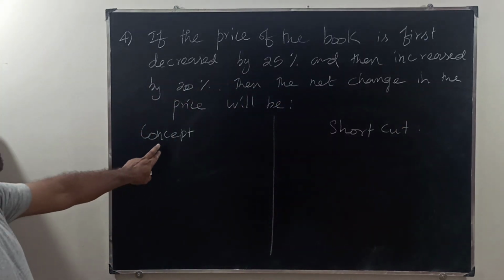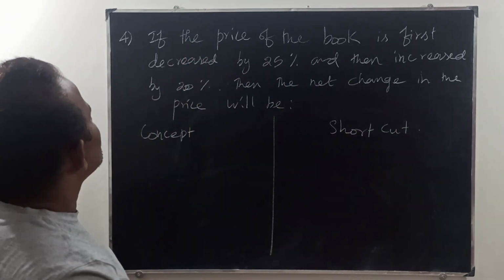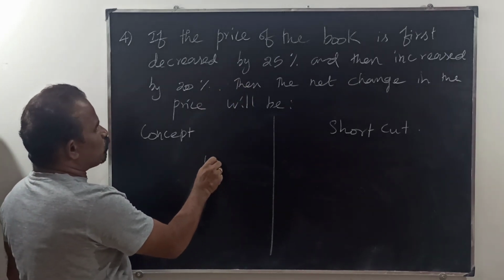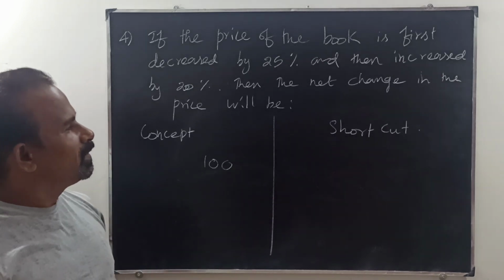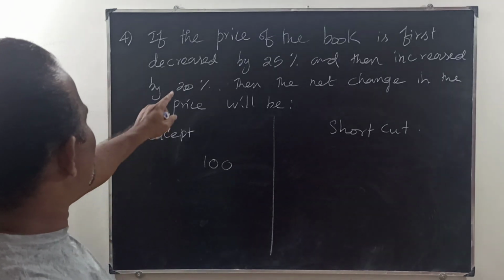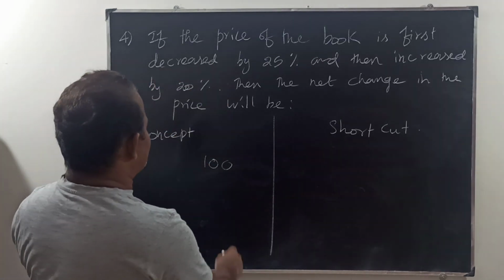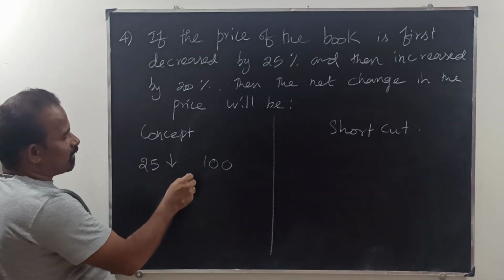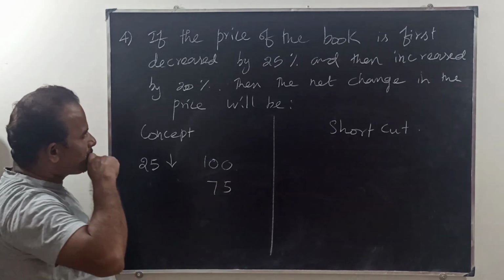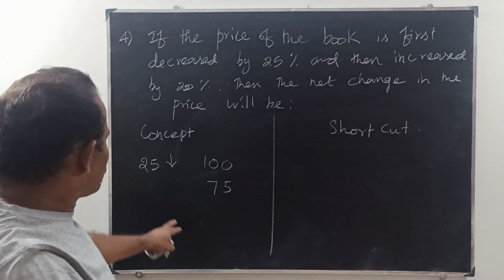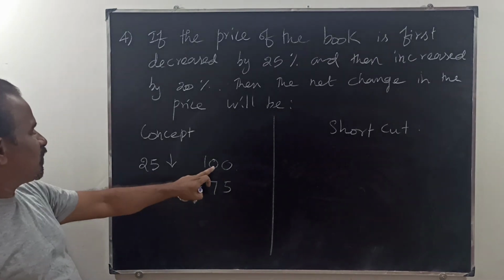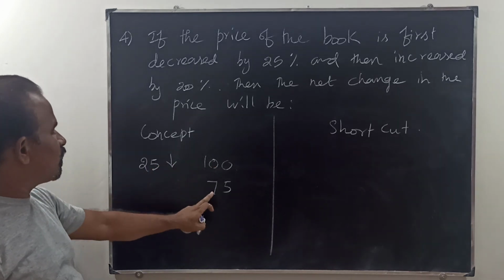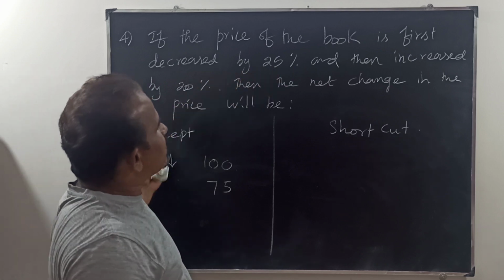Okay, concept in the sense, suppose the price of the book is 100. First decreased by 25%. So therefore 25% decrease, you will be getting 75 rupees. Because 25% of 100 is 25. So therefore 25 rupees decreased.